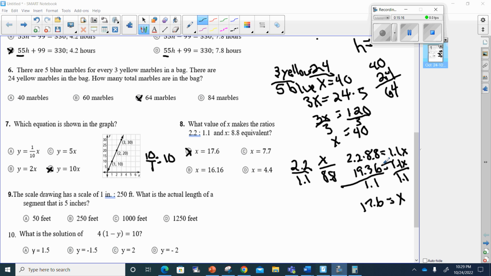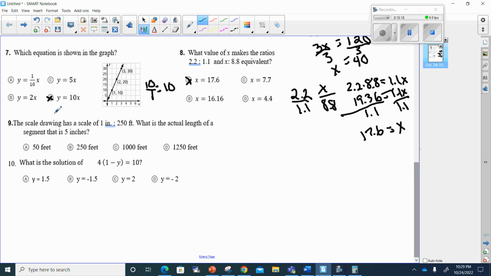We're going to number 9 now. It says the scale drawing has a scale of 1 inch is equal to 250 feet. Okay, so 1 inch is equal to 250 feet. All right, what is the actual length of the segment that is 5 inches? So this is 5 inches. We want to know how many feet it is.